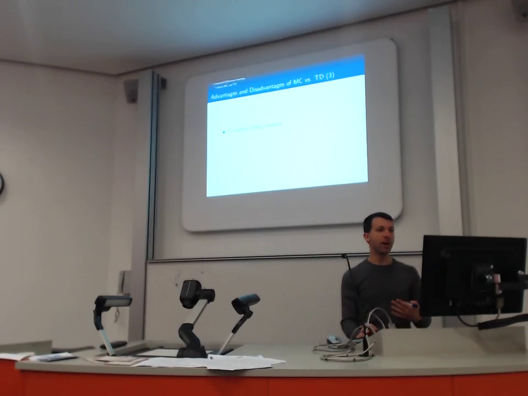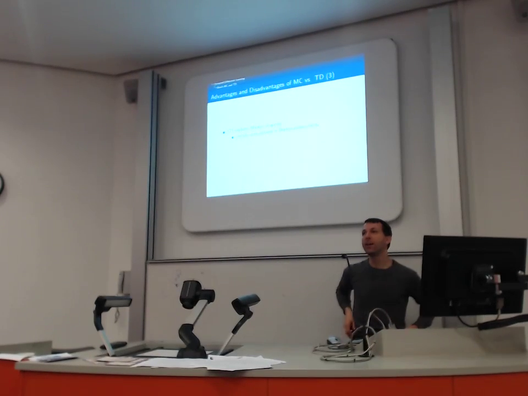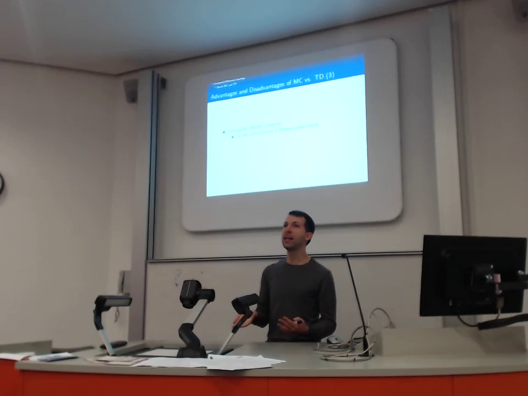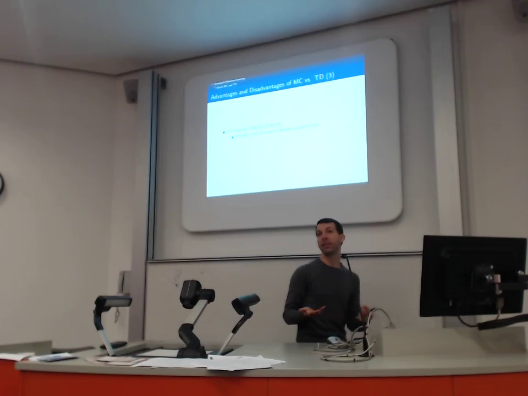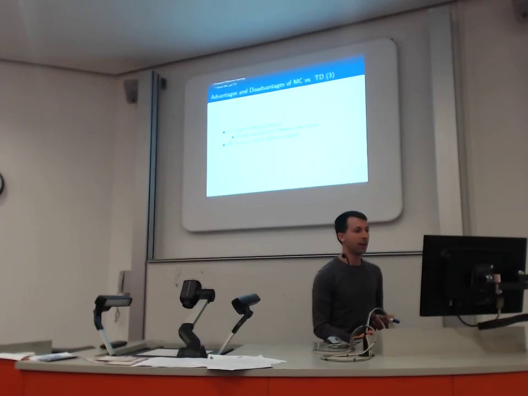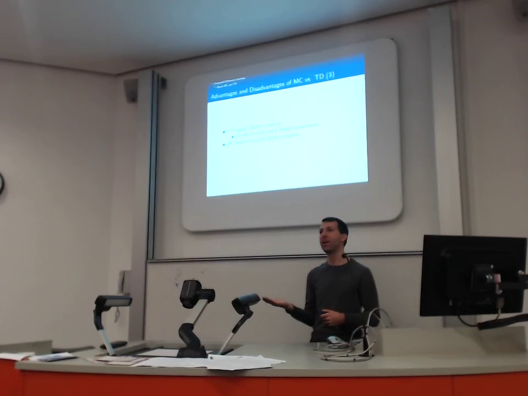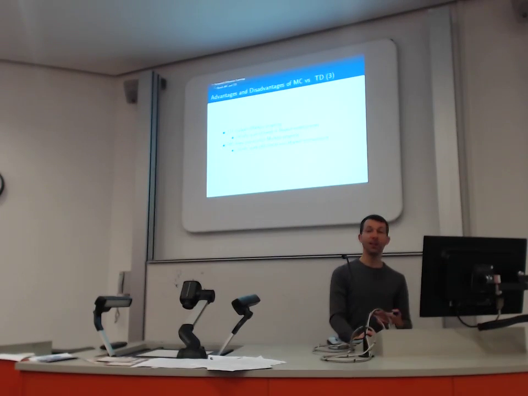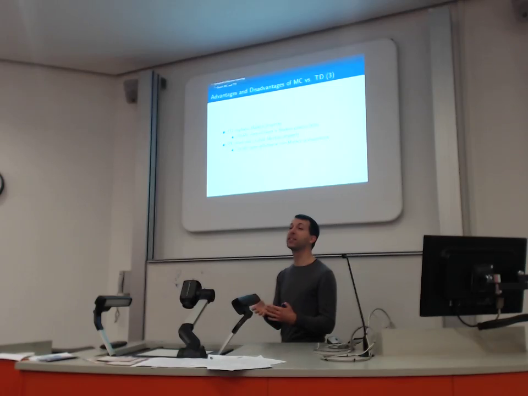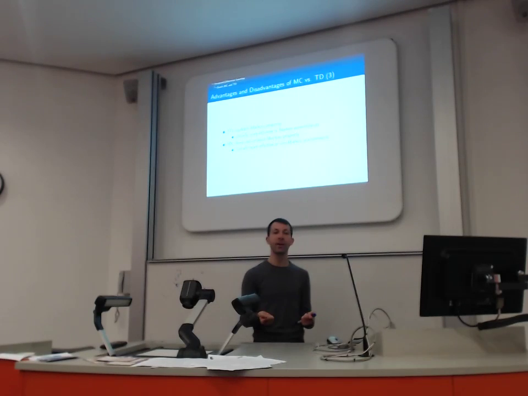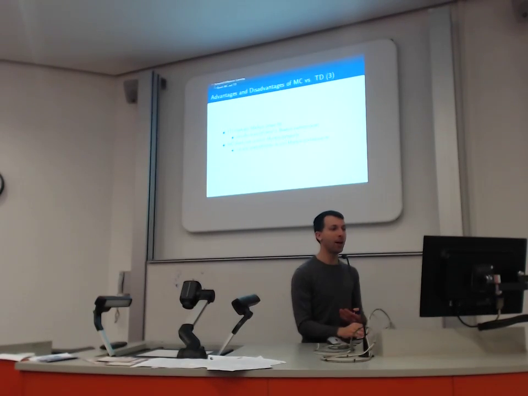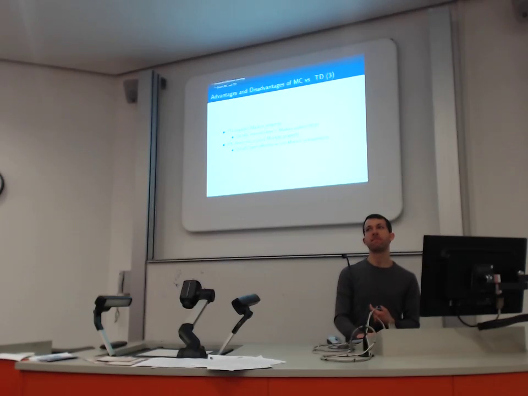So TD exploits the Markov property, and so if you're really in a Markov environment, if you're really in an MDP, then TD is typically going to work much better. Whereas Monte Carlo doesn't exploit the Markov property. That means if you're in a non-Markov environment, where the Markov property doesn't actually hold and it's just an approximation, then Monte Carlo can be much better. Okay.